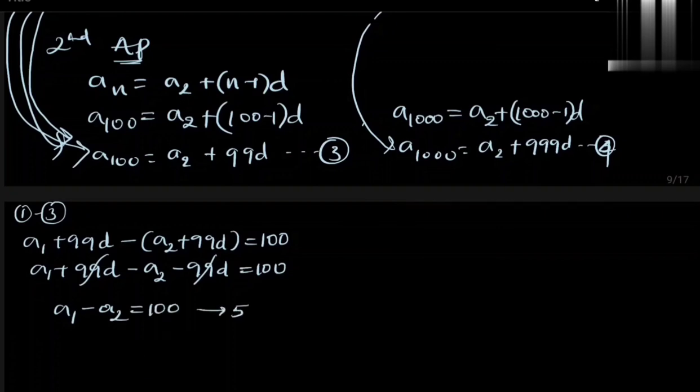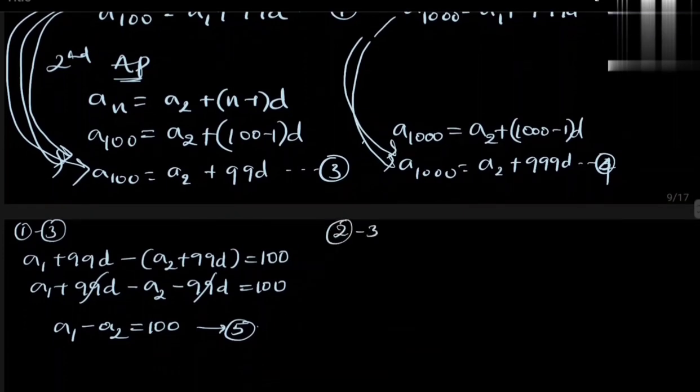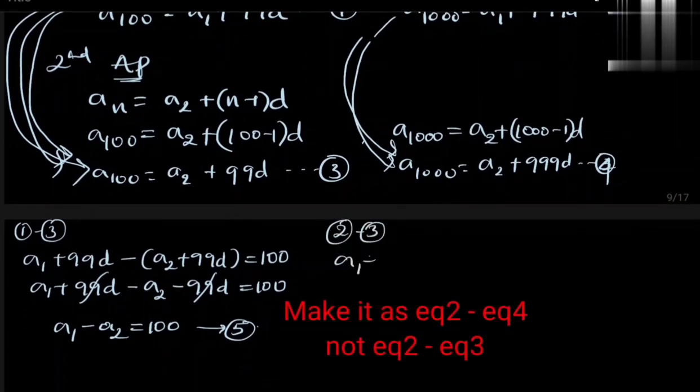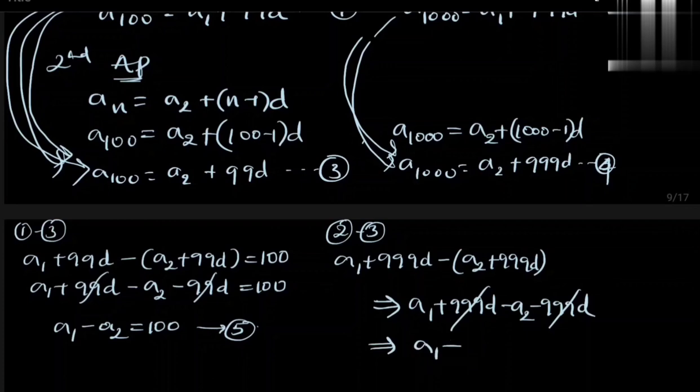Call it as equation 5. Now we want to find the difference of 1000th terms, that is equation 2 minus equation 3. So it will become A1 plus 999D minus of A2 plus 999D. Remove the brackets here: A1 plus 999D minus A2 minus 999D. So 999D gets cancelled, and what remains is A1 minus A2.